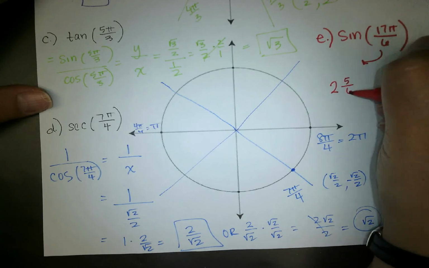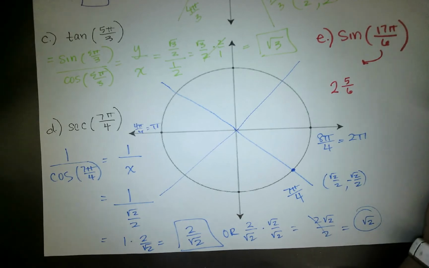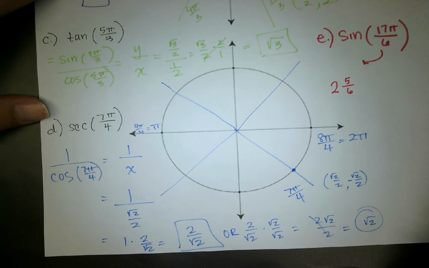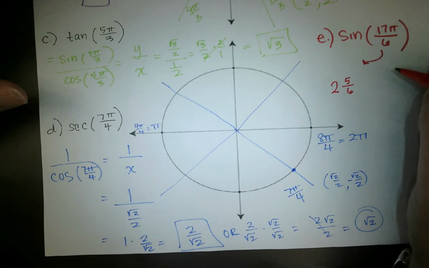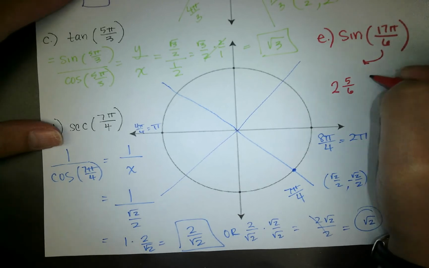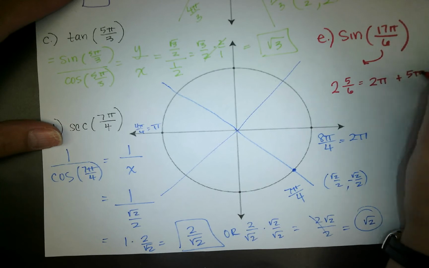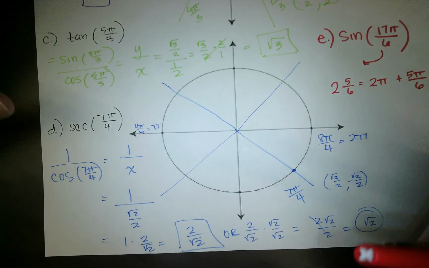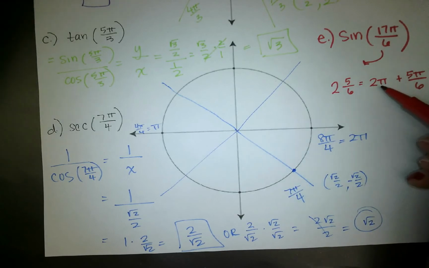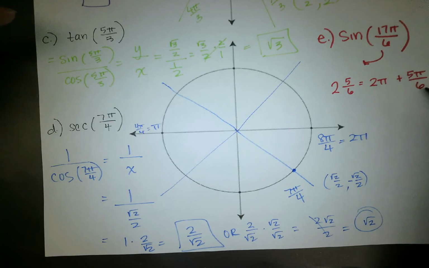5, 6. So 17 over 6 is 2 and 5/6, right? Alright, so that's really, and this is all attached to a pi, so that's really 2 whole pies plus 5 pi over 6. 5/6 of a pi. So I need to go around the unit circle one whole time, so 2 pi's, and then another 5 pi over 6.